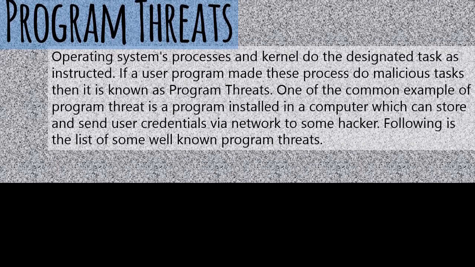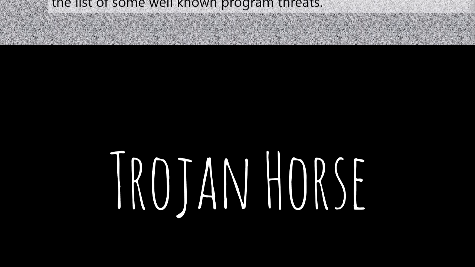Following is the list of some well-known program threats. 1. Trojan horse. Such a program traps user login credentials and stores them to send to a malicious user who can later on log into the computer and can access system resources. 2. Trapdoor. If a program which is designed to work as required has a security hole in its code and performs illegal action without knowledge of the user, then it is said to have a trapdoor.